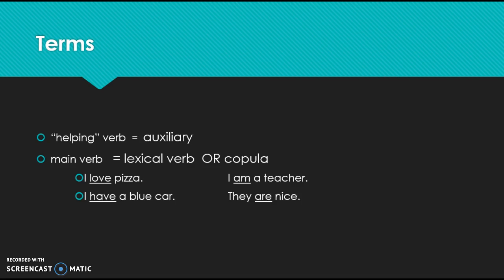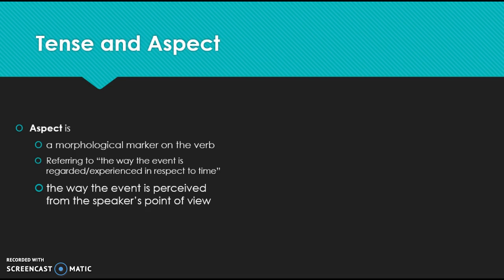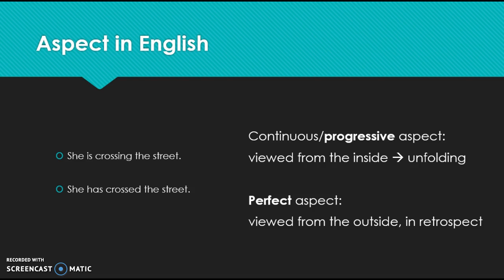Now that we have explained the difference between an auxiliary and a main verb, which is a very important thing in this module, let's move on to aspect. We're going to talk about tense and aspect, but let's start with aspect. Aspect is a morphological marking on the verb, and it refers to the way the event is regarded or experienced. Another way of saying it is the way the event is perceived from the speaker's point of view. Now that's a little bit abstract, so let's look at a couple examples.